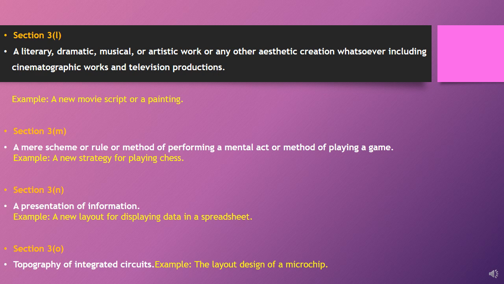Next is section number 3, subsection M. Schemes, rules or methods for performing mental acts or playing games cannot be patented. For example, a new chess strategy.